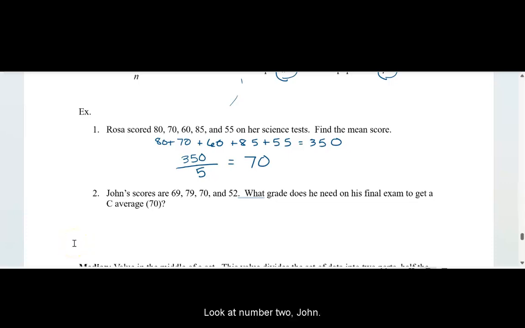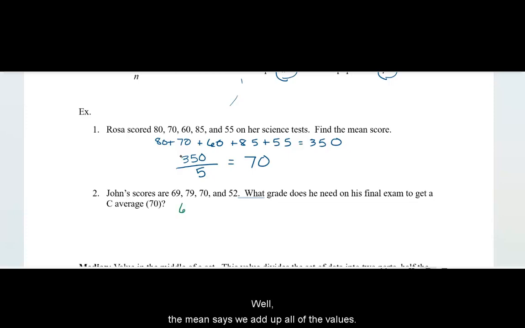Look at number 2. John's scores are 69, 79, 70, and 52. What grade does he need on his final exam to get a C average? Now, this is assuming that the final exam has the same weight as the test scores. If it didn't, then we would not be able to use just this way. We would have to use another formula. But let's start here. How do we figure this out?